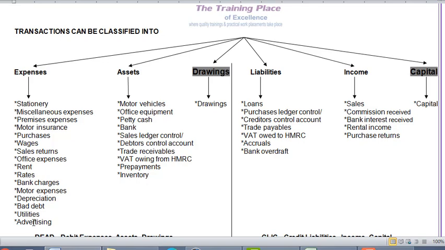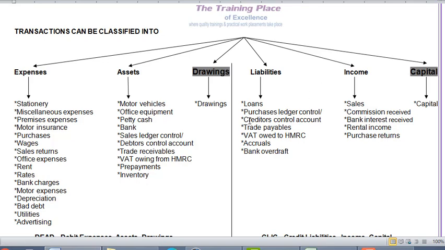But you need to know that there's a difference between expense and asset. Asset is what you own. Expenses are running costs that you will incur again and again in the course of your day-to-day business operation. You have assets: motor vehicles, office equipment, petty cash, bank, sales ledger control account, debtors control account, trade receivables, VAT owing from HMRC, prepayment, inventory. All of those are assets to you. Then you have drawings, which is drawings on its own.